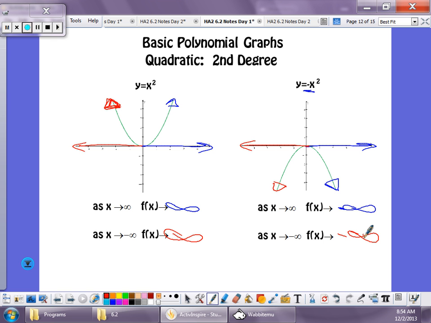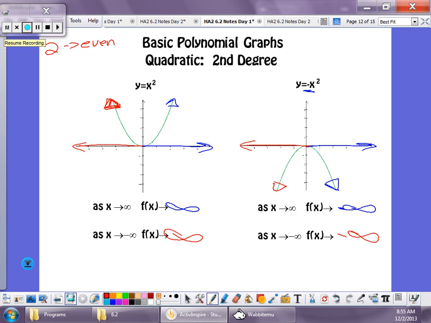So notice now this is a second degree. Is that even or odd? Okay, good. So we have even. Notice with x squared, both end behaviors, left and right, are the same. Right? They're either both positive or both negative.